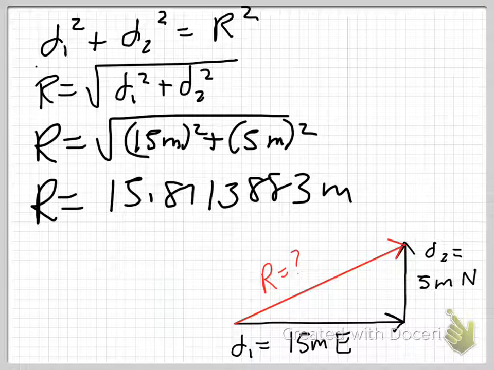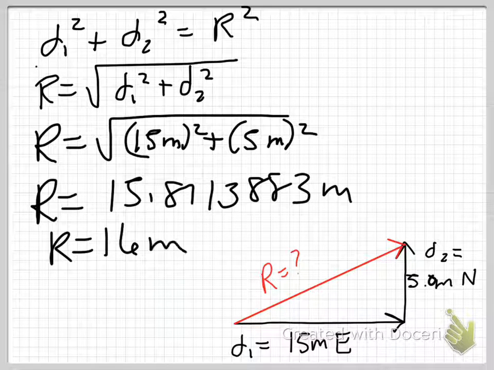Oh shoot, you know what? Let's pretend that I wrote that better and that's 5.0. Shall we? Let's get 2 sig figs out of this, please. So our resultant would be 16 meters, but that doesn't tell us where we are. So what other thing do we need? What we're looking for is this angle here.